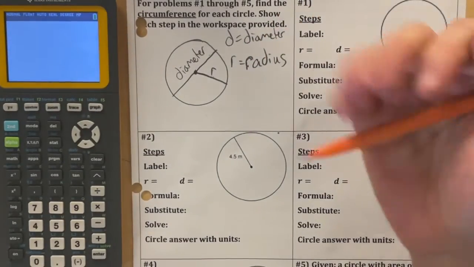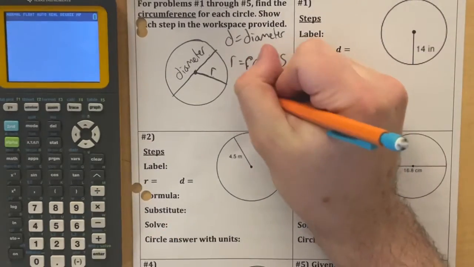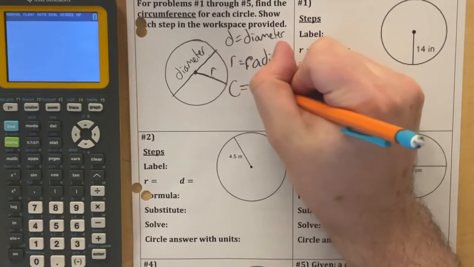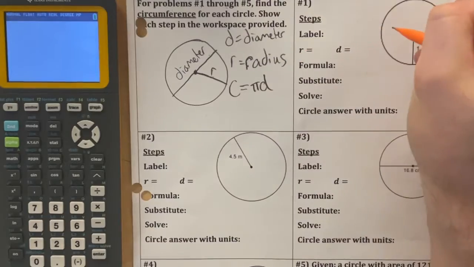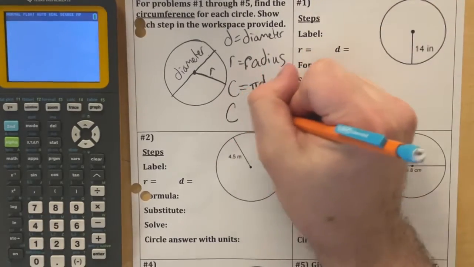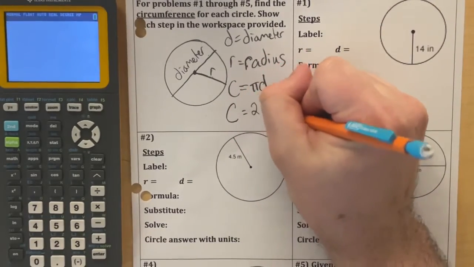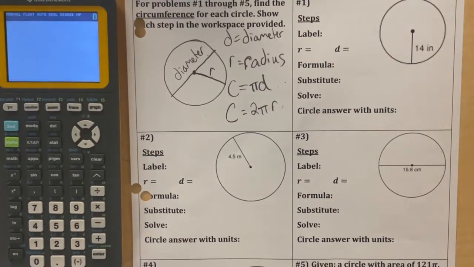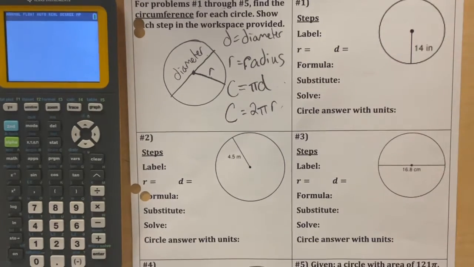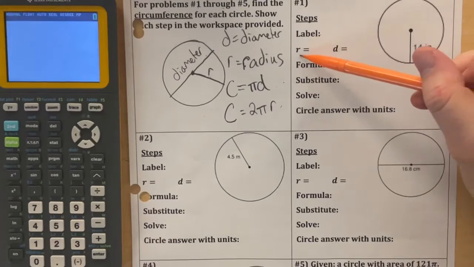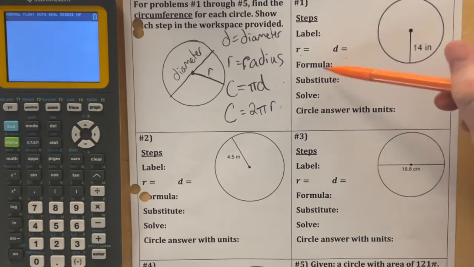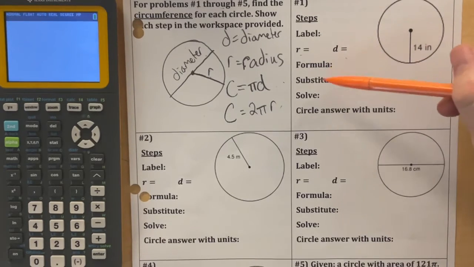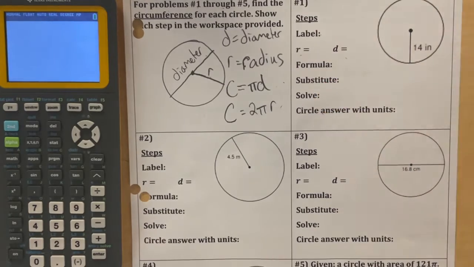Also, some formulas to remember. Circumference is equal to pi times the diameter, or you could say circumference is equal to 2 times pi times the radius. Make sure you can use either one depending on your problem. So number 1, make sure you follow these steps: first we label our radius and diameter, then we find our formula, substitute, solve, and circle.